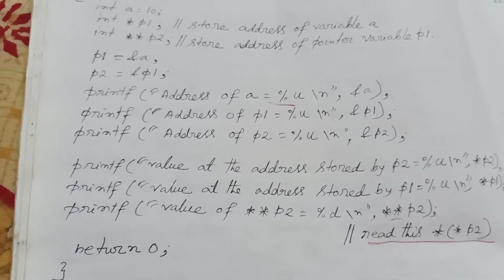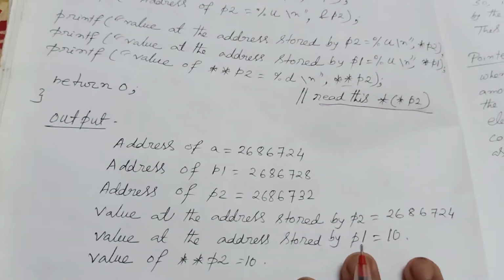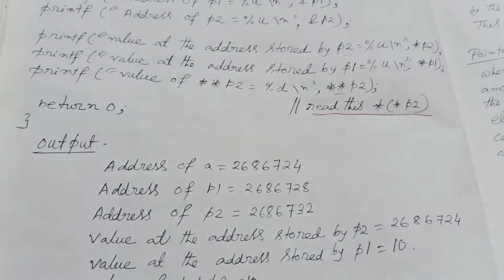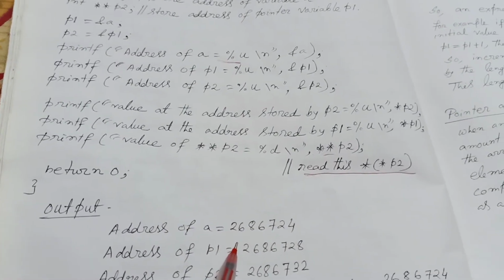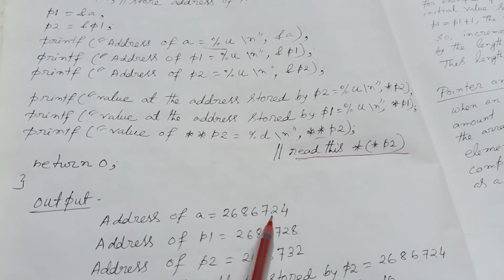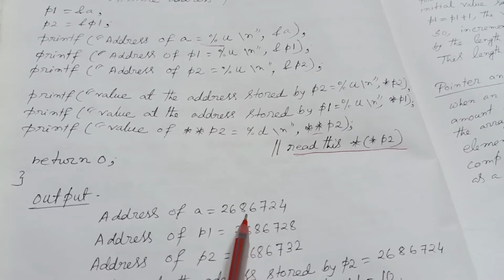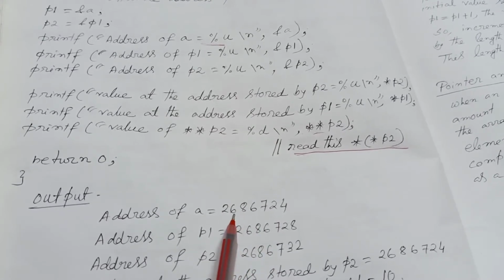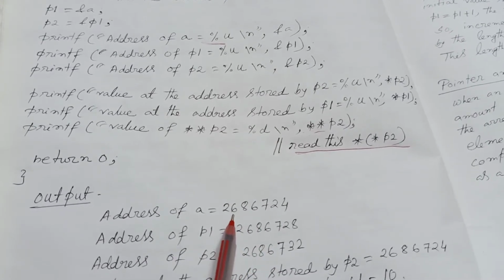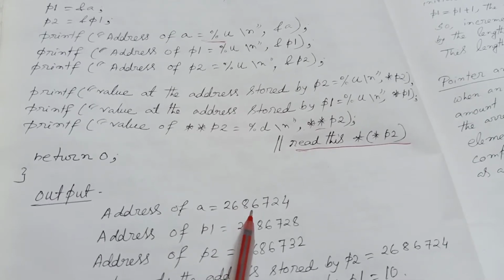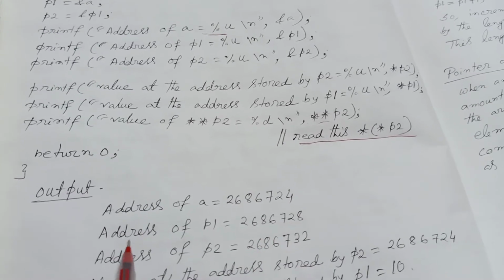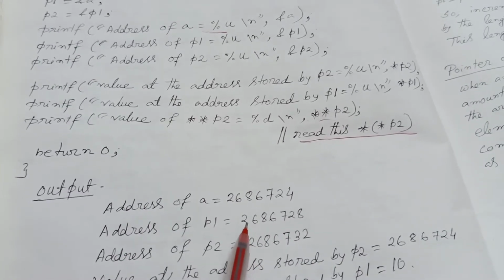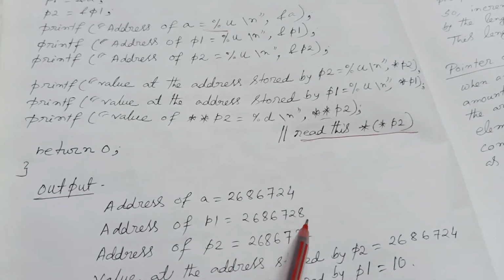So let's move to the output. What would be the output? Address of a equal to 26,86,724. Address of p1 equal to 26,86,728.